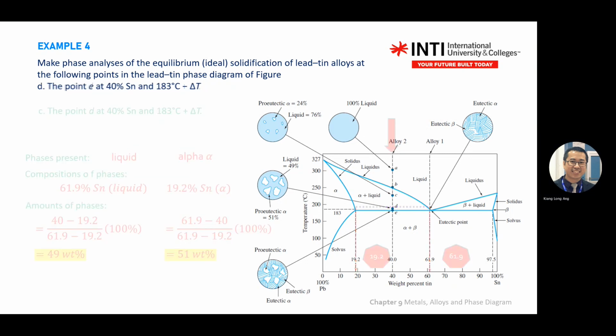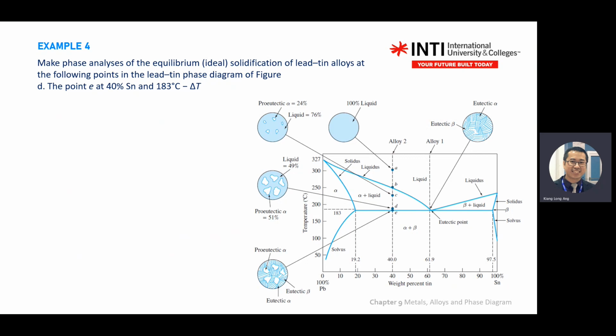Okay. What about point E? Point E is at this point, on or just below the eutectic line. So what phase do you have? Alpha, you sure have, right? Because you draw a straight line, you sure see alpha. And you have a eutectic point.